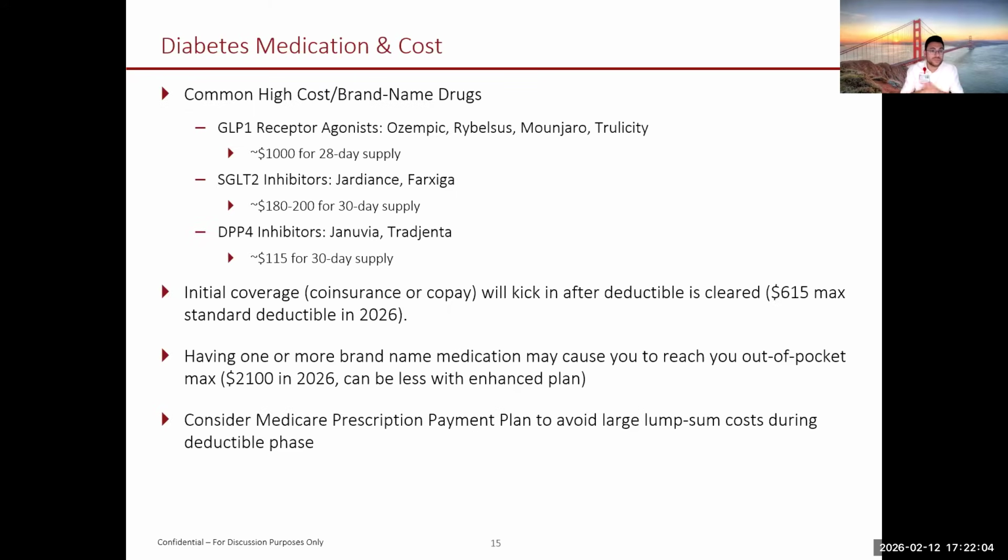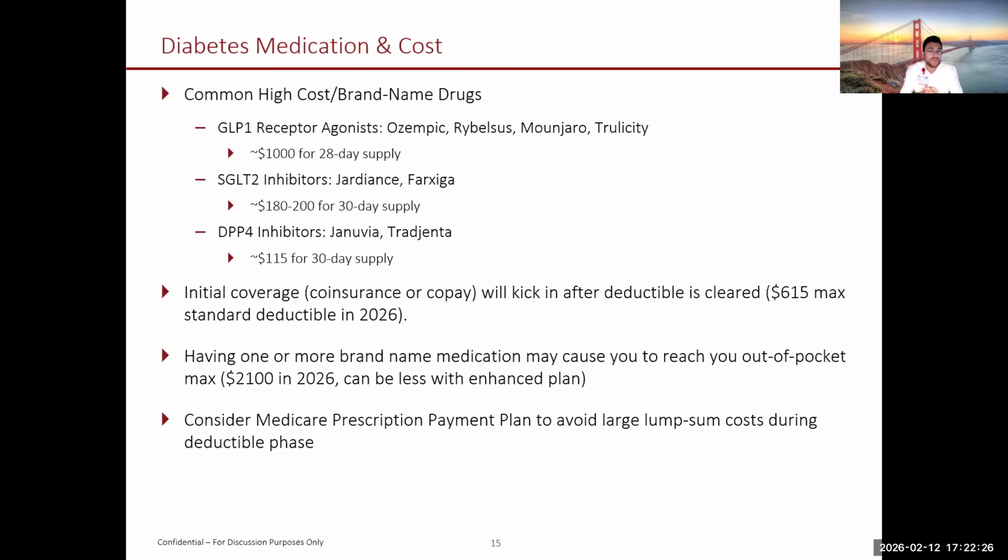The second class of medication are the SGLT2 inhibitors. Most commonly in this class, we have Jardiance and Farxiga. And they used to be a little bit more pricey. This year, they're cheaper, and we'll go into why that happened. They're about $180 to $200 for a 30-day supply. Again, I'm not going to call them cheap, but not $1,000.